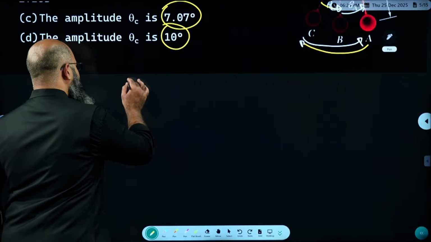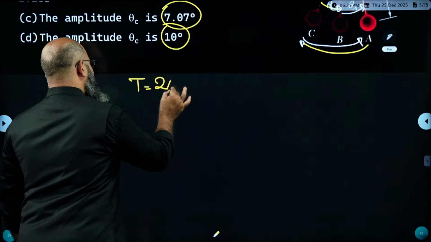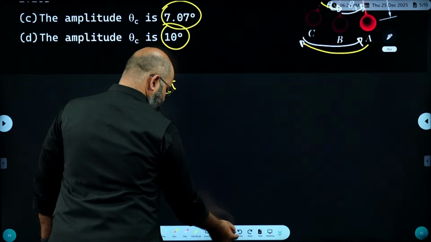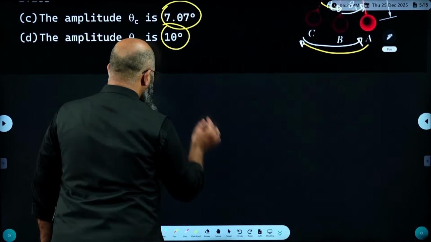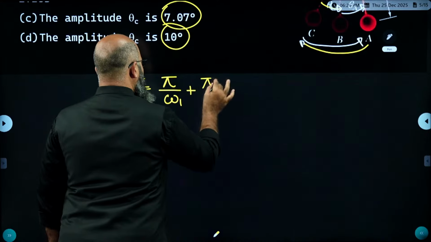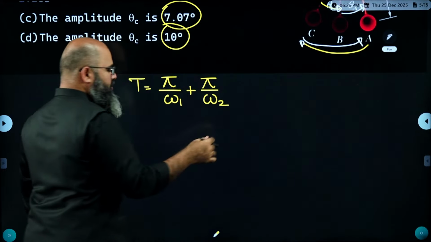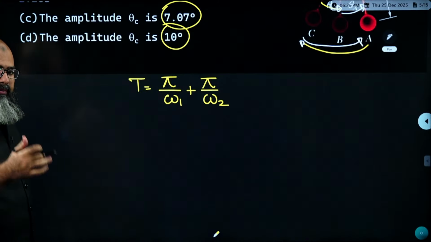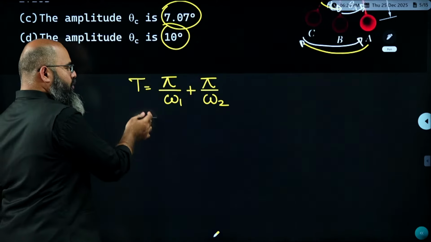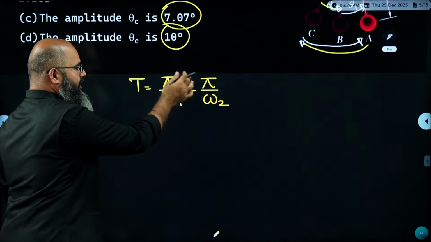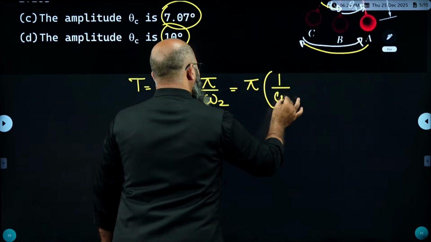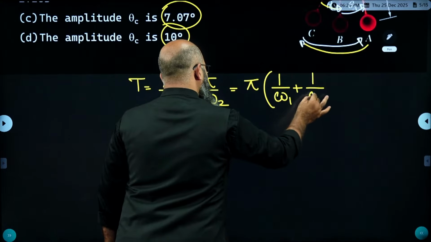So now I can say, time period is equal to how much? 2 pi by omega it should have been. But this is equal to pi by omega 1 plus pi by omega 2. It is supposed to be 2 pi by omega, but we are taking half time period for first and half time period for second case. Therefore 2 pi by 2 times this thing, so pi by omega 1 plus pi by omega 2. This is equal to how much? Pi common, 1 by omega 1 plus 1 by omega 2.